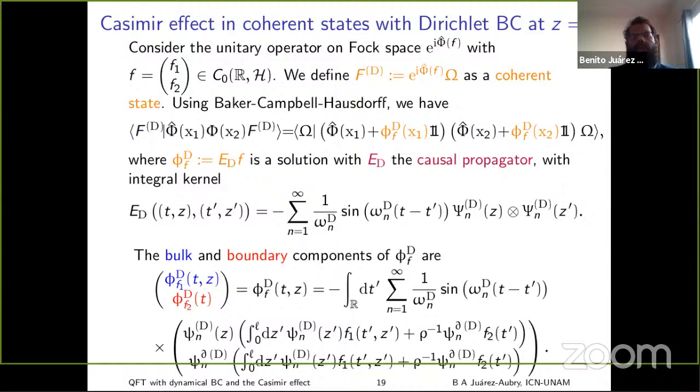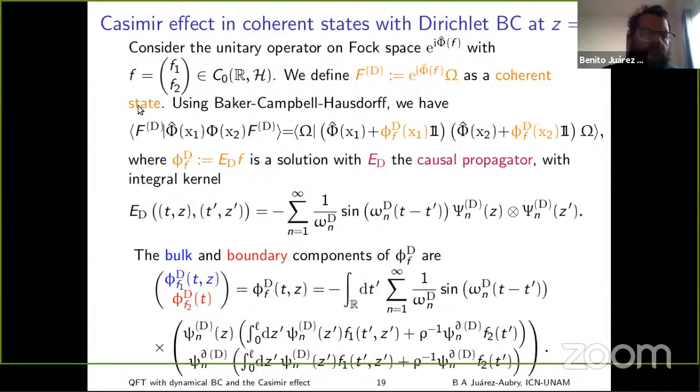Okay, so now let me go to coherent states, which is the case that we studied in the second part, if you will, second paper of the talk. And here we consider a unitary operator in Fock space, phi f, where f is just a test function, let's say of compact support, and we define a coherent state as the application of this unitary operator to the vacuum.